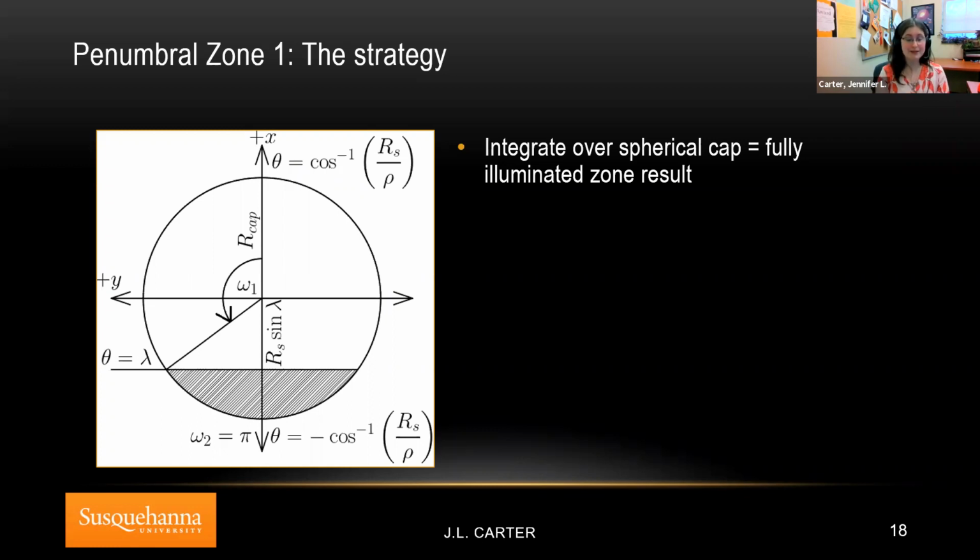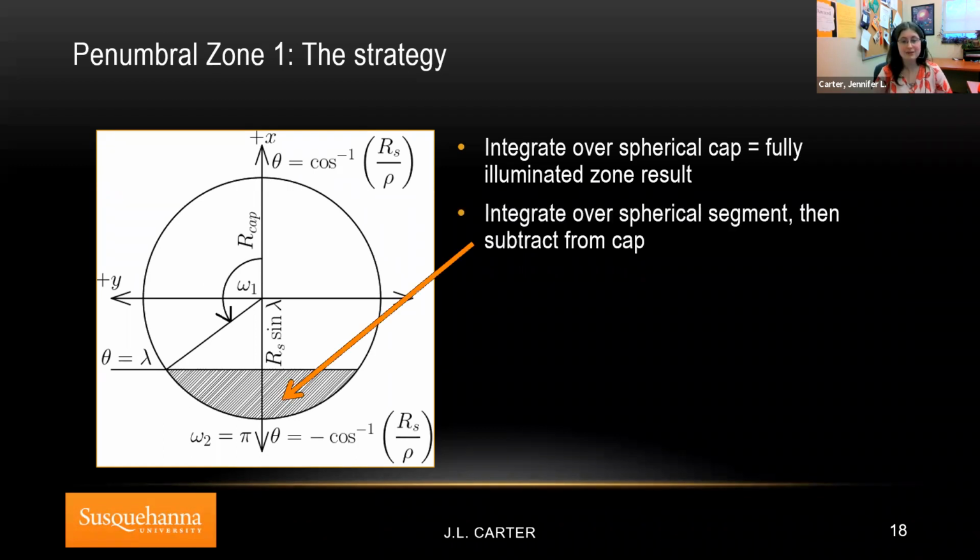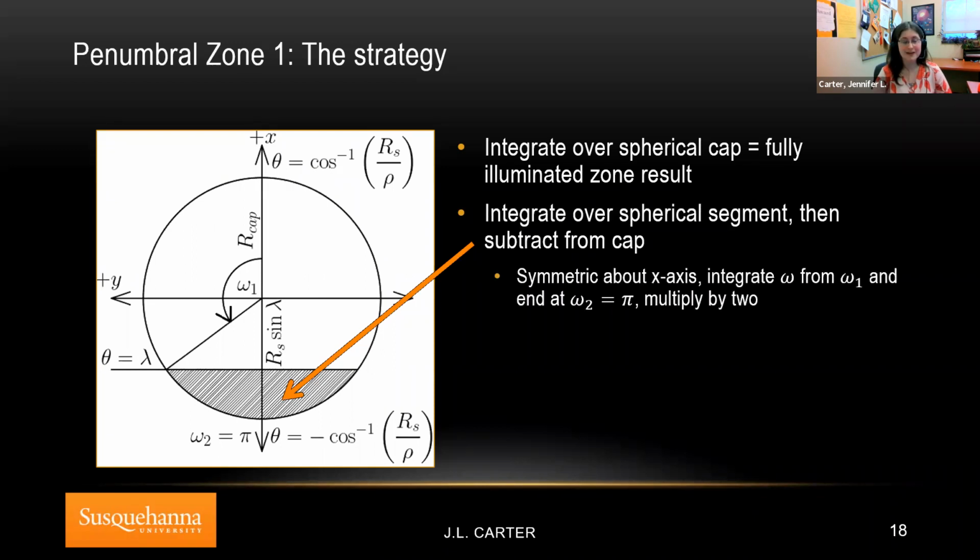The first step within penumbral zone 1 is to look at the apparent disk of the host star. So this is a projection of what you would see within penumbral zone 1. The white part is visible to our observer. This part is not. It's not actually really easy to integrate over just this part here. Instead, it's easier to integrate over the whole spherical cap and then subtract this spherical segment along the bottom. To do that, we're going to have to find our omega limits in terms of theta.